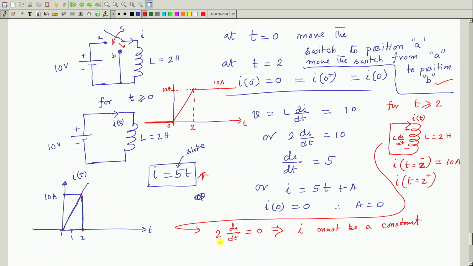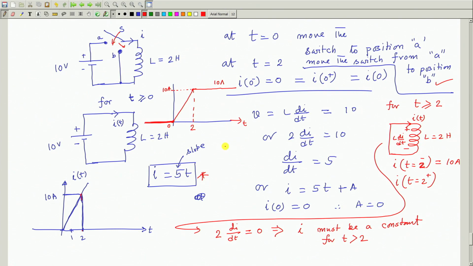So, I once again write down the KVL equation for t greater than or equal to 2, which will be 2 di/dt is equal to 0, applied voltage is 0, and then from this I conclude i must be constant for t greater than 2. It has to be constant. But at t equal to 2 plus, it is already 10 ampere. So, that 10 ampere will be preserved. It should not in any way disturb us, because nothing is violated.